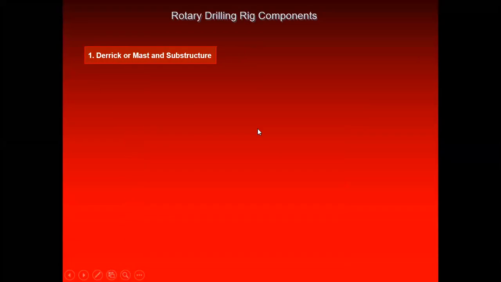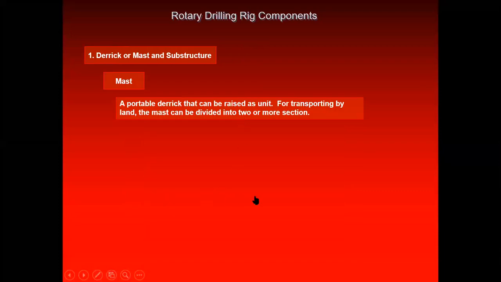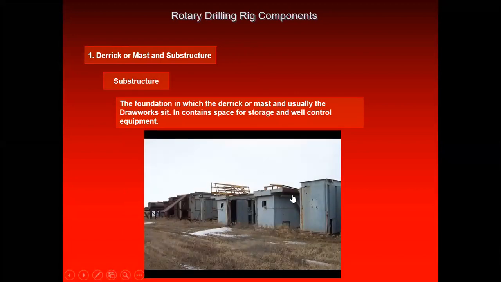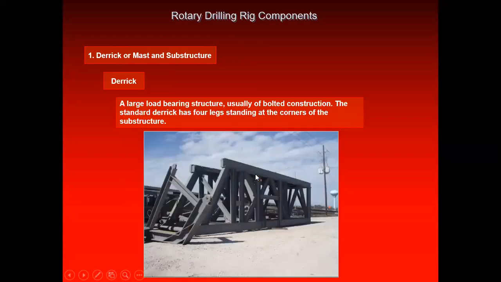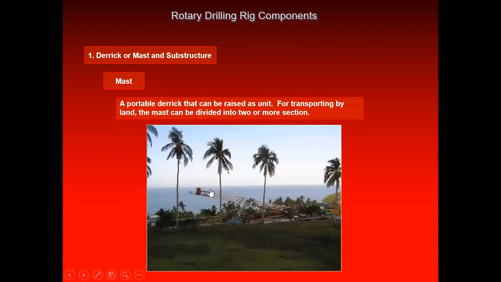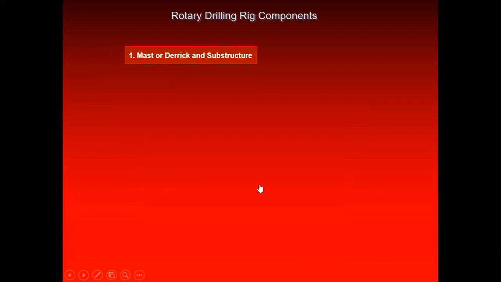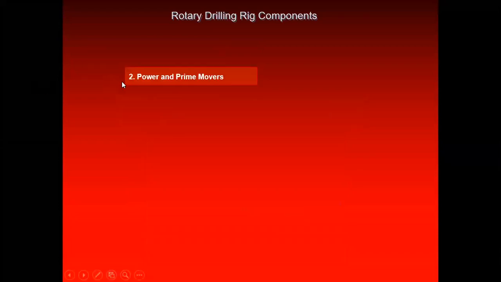Okay, here it is. First, the first equipment of the rig is this derrick. We call it a derrick, a mast. Then we call it the substructure. This is the derrick, the big tall structure. Then we have this one, we call it a mast. Again, it's called a derrick. Then this derrick is based on the substructure. Here is the substructure.